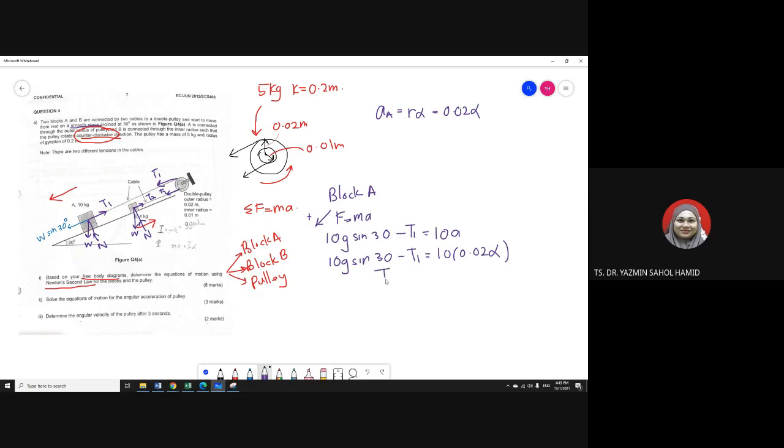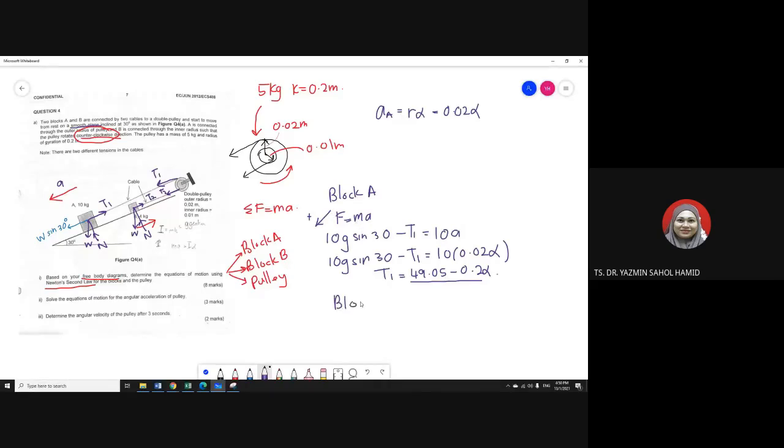So all you need to do, you just put T1 as the main answer, and you calculate it, you get T1 equals 49.05 minus 0.2 alpha. Okay, all right. Now because our acceleration is going downwards, we assume going down as positive.